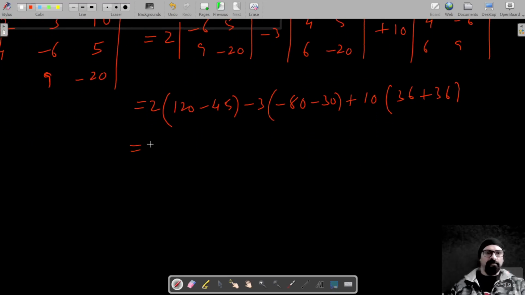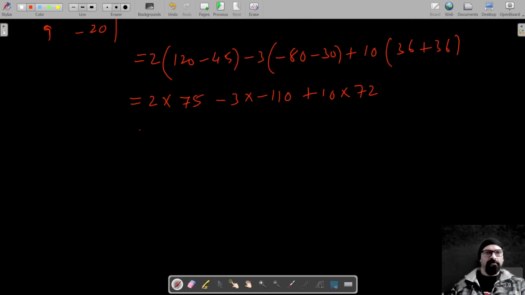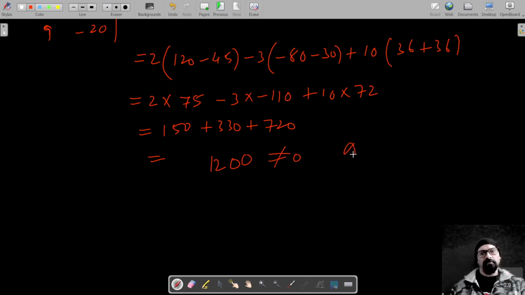Okay, so this gives me 2 into 75 minus 3 into negative 110 plus 10 into 72. So this is 75 into 2 is 150 plus 330 plus 720. So this is 1200, which is not equal to 0. That means A inverse exists.